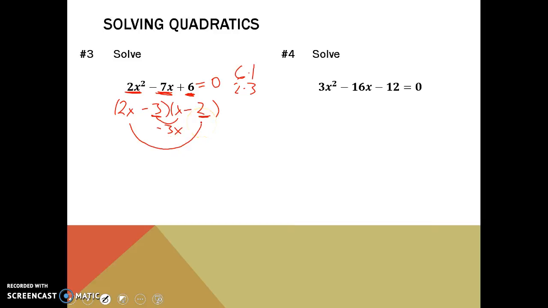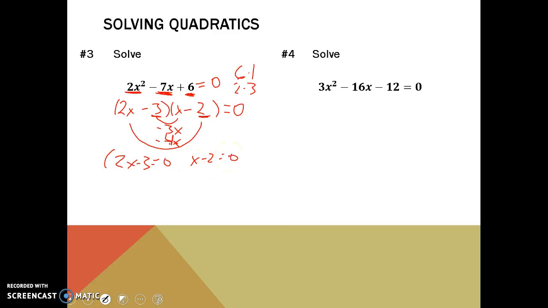My outside terms give me a negative 4x, and a negative 4x and a negative 3x do add up to negative 7x. And so this is equal to 0. And so then one of those has to be equal to 0. Either the 2x minus 3 is equal to 0, or the x minus 2 is equal to 0.